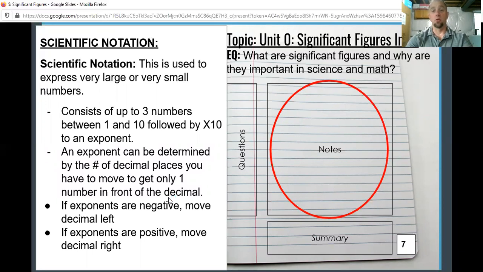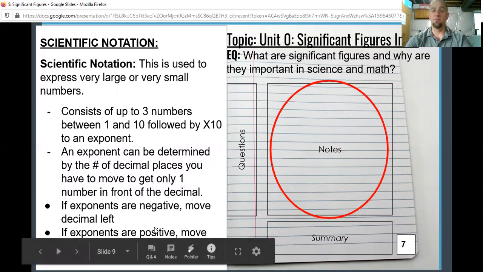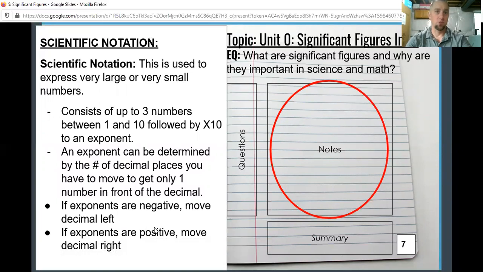So it's actually smaller. So that tells me I need to move the decimal to the left because that's going to make the number smaller. If the exponent is positive, that tells me that I should end up with a number that's larger than that coefficient that I'm looking at. And so I should move the decimal to the right as it's going to make the number larger.